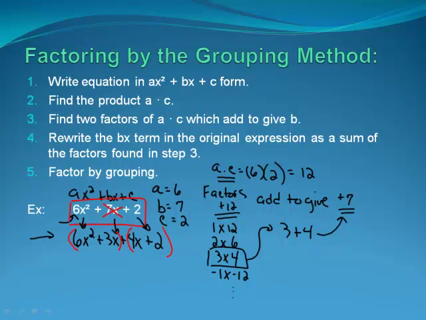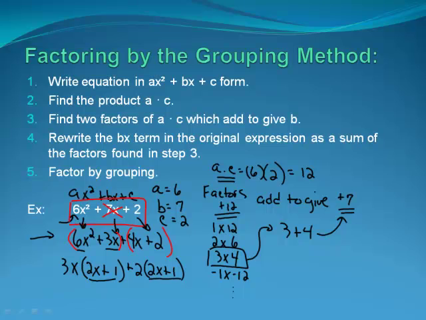So group in pairs, okay? Look for common factors in each group. So in this first group, we can pull out a 3 and pull out an x. That leaves us with 2x plus 1. Out of the second group, we can pull out a 2, and that leaves us with 2x plus 1.